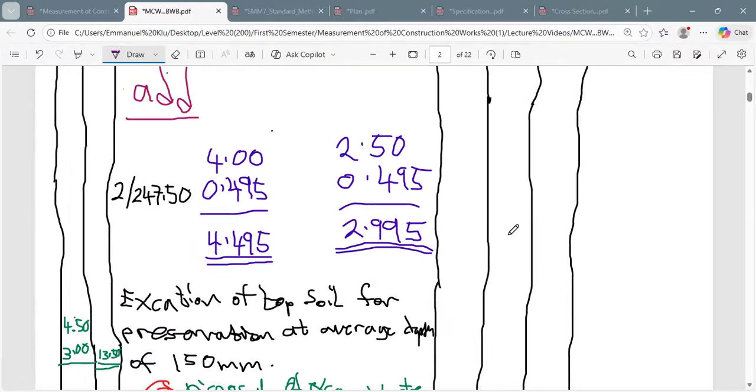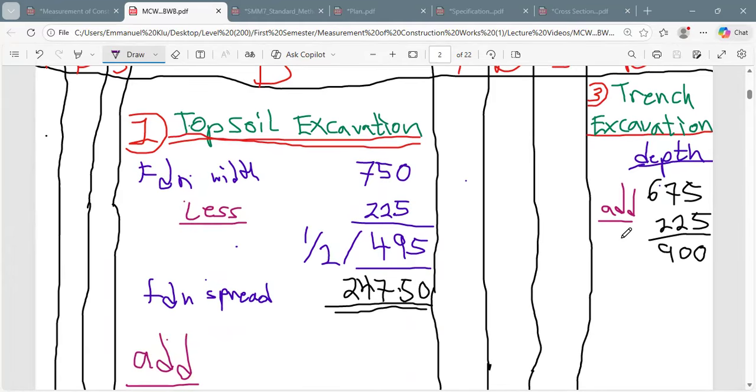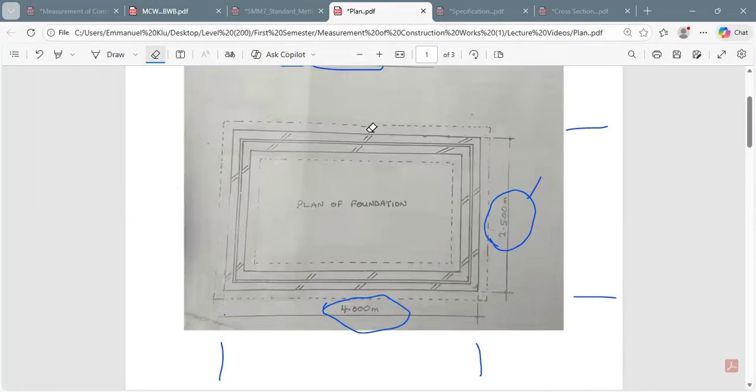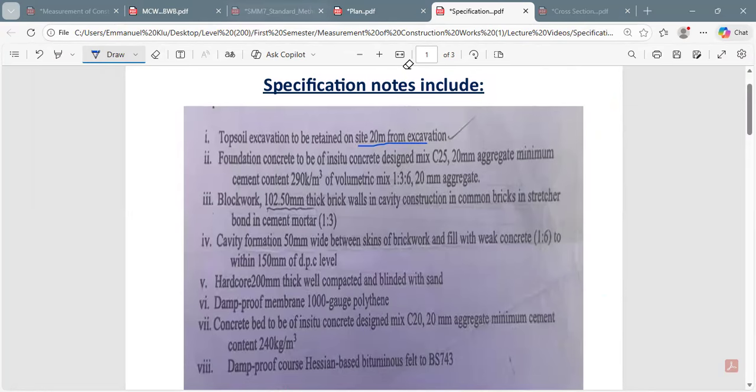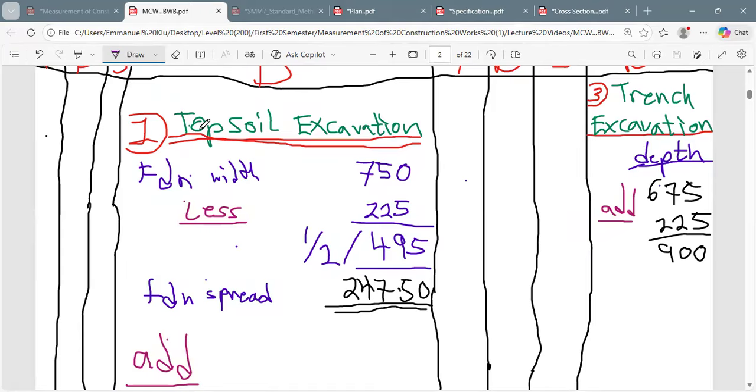All right. So we were here. So the trench, we said the depth of the trench. First of all, we went to take the 675, and now we came to take the 225. We added, we had 900. After getting the 900, what are we supposed to do? We are supposed to less the topsoil. Okay, so let's see how to go about that.